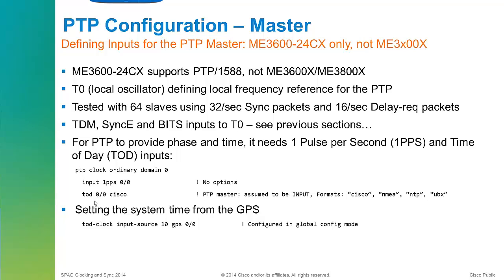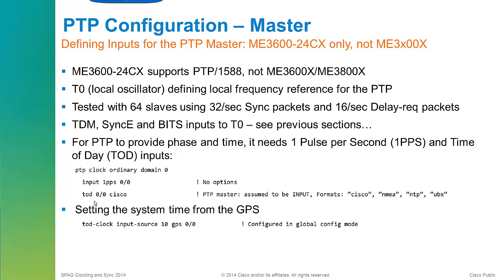2400, 24CX, I keep calling it 2400, 24CX. We're only talking about here the 3600X, 3800X don't support PTP, so it's the 24CX. Similarly to before, we have the local oscillator getting a frequency reference, and the local oscillator is then used to drive PTP. We have 64 slaves supported using 32 and 16 per second delay request packets. Similarly, this 24CX requires a license to support master and boundary clock.